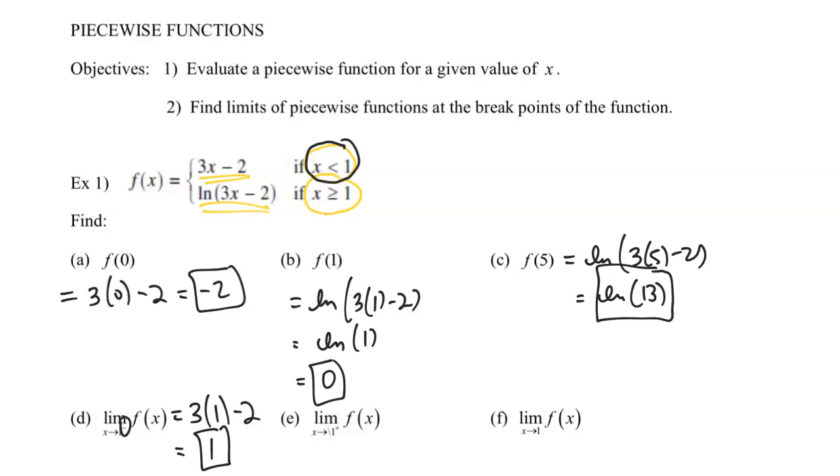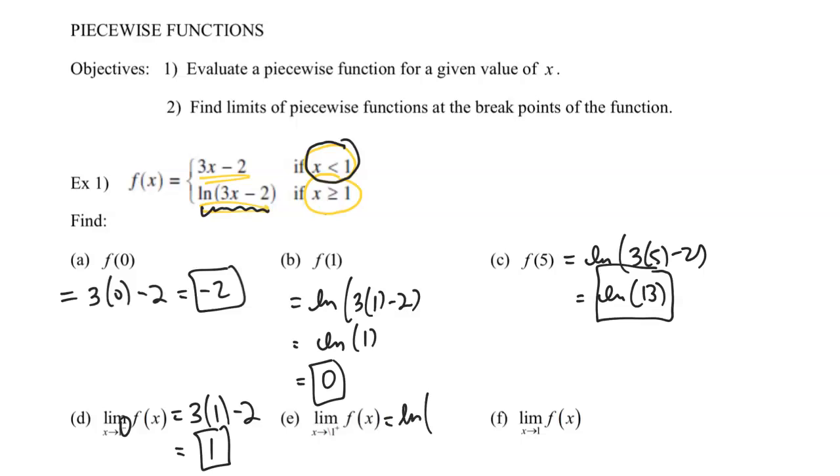Okay, for letter E, we have the limit as x approaches 1 from the right side. And so how I want you to think about that is numbers larger than 1, and numbers larger than 1 is going to be this second piece, the natural logarithm. And so this is going to equal, again, I'm going to plug in 1.